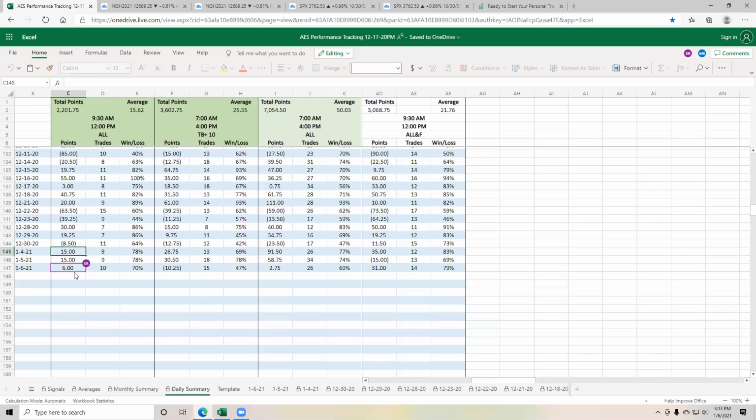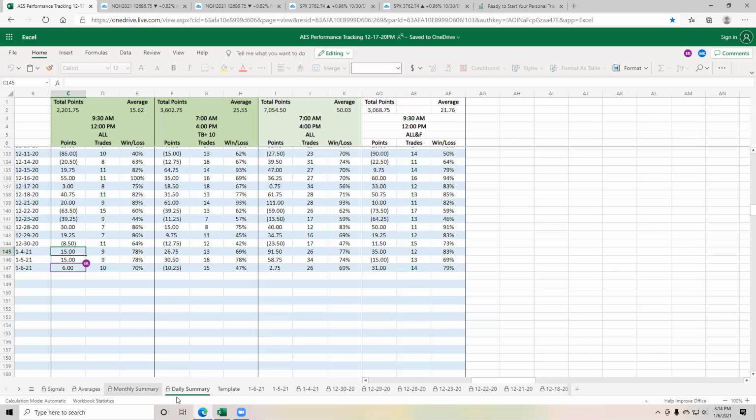15 points yesterday, 6 points today. And then in the 7 to 4 category, 26.75 points on 13 trades, and then yesterday 30.5 points on 18 trades. And then today we actually lost 10.25 points in our 7 to 4 category. So today we have 6 and 10 trades, and then we have minus 10.25 and 15 trades.